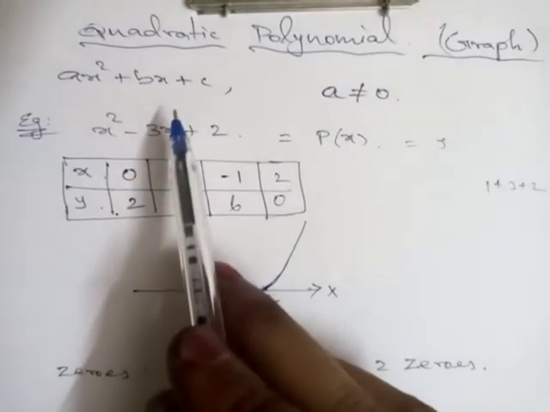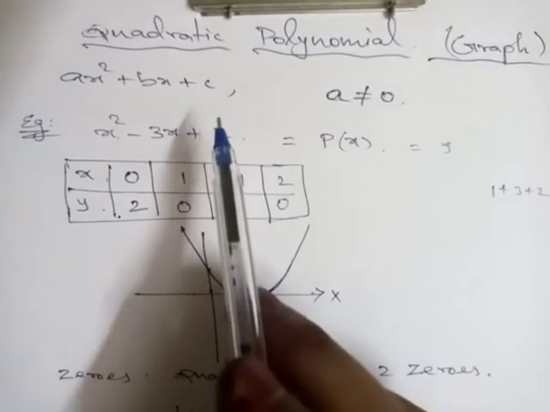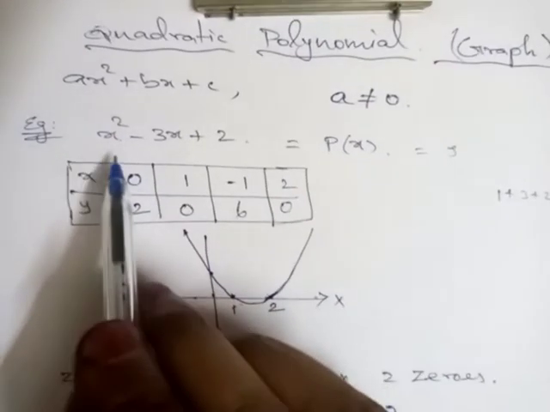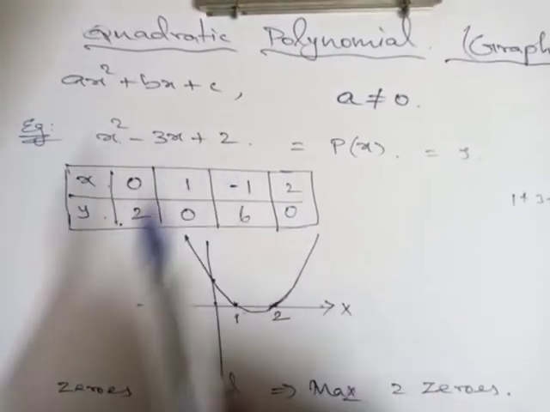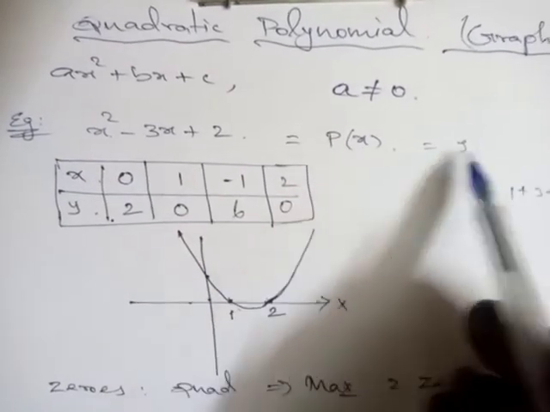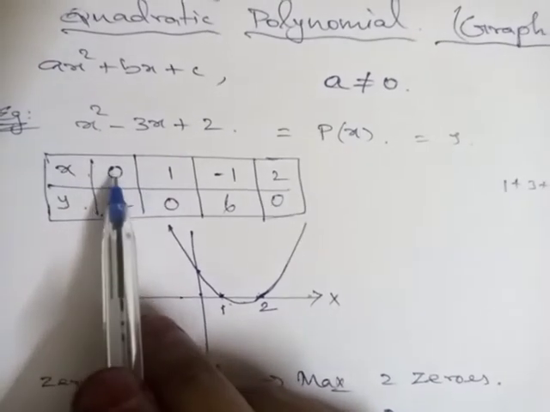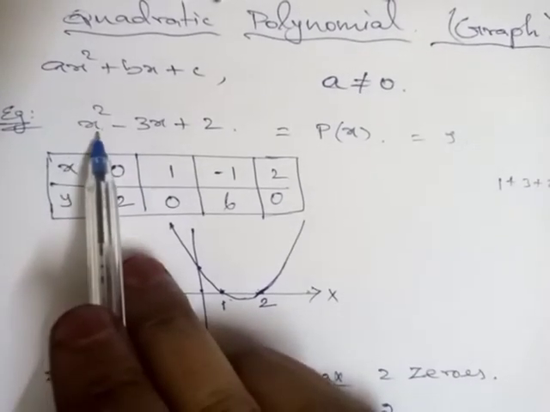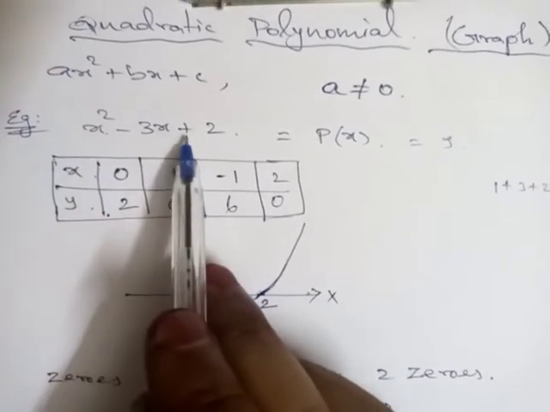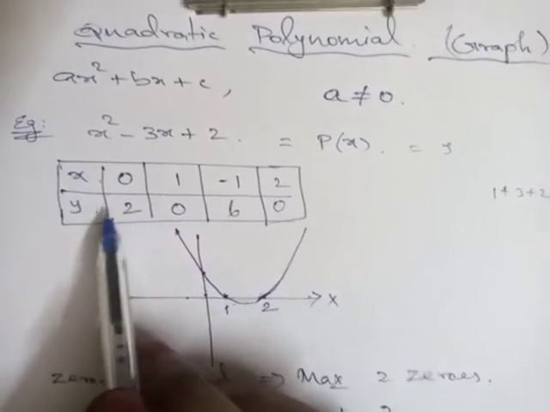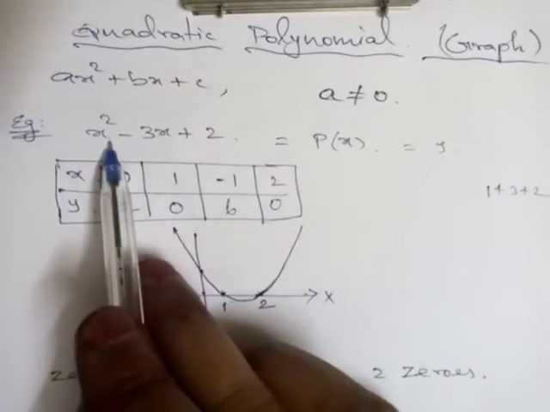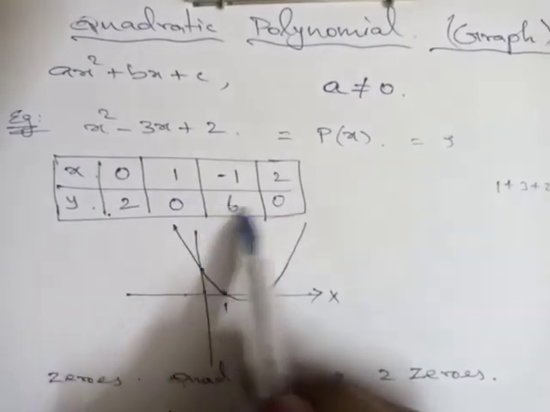Now what will be the graph of this quadratic polynomial? Consider the example x square minus 3x plus 2. I am taking this as p of x, or we can take it as y. I am giving the values for x. First I am giving 0, so 0 minus 0 plus 2, so totally 2, that is the y value. Next I am giving 1, 1 minus 3 plus 2 is 0. Two corresponding values I am getting.